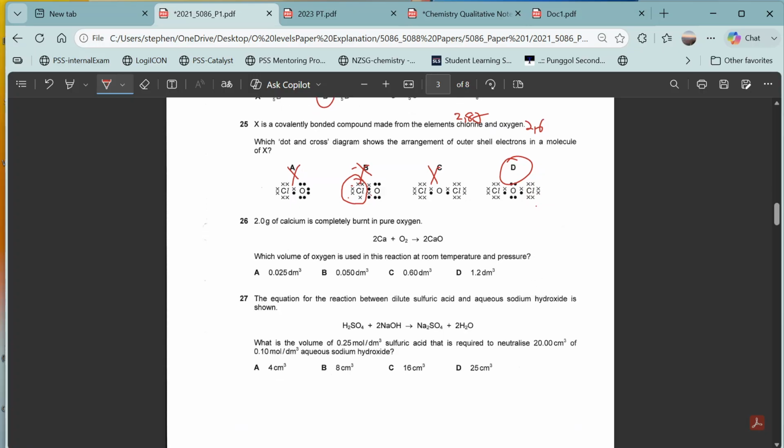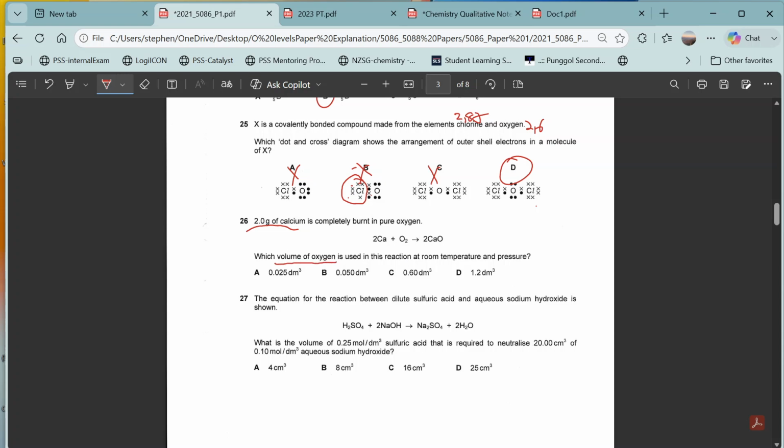Okay, number 26, 2 grams of calcium is burned. So again, step number 1 was given to you, and what was given to you? 2 grams of calcium, and also an equation. The equation tells you 2 moles of calcium react with 1 mole of oxygen. And what else? Nothing else given to you. Then they ask you what volume of oxygen.